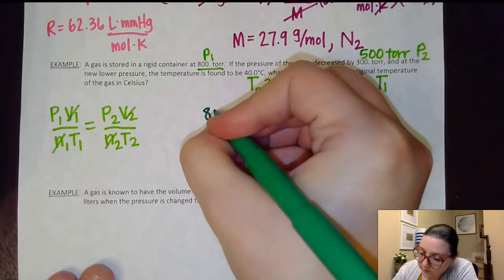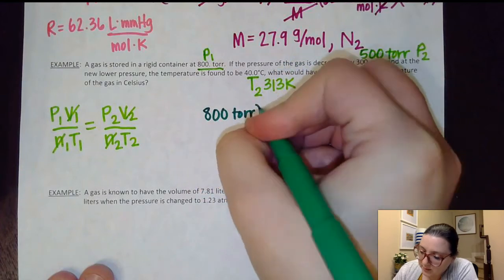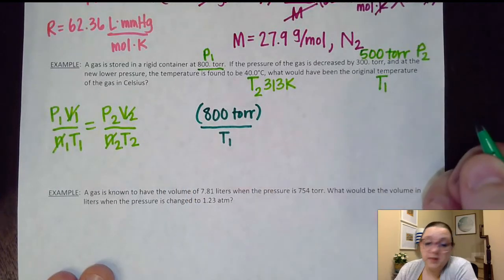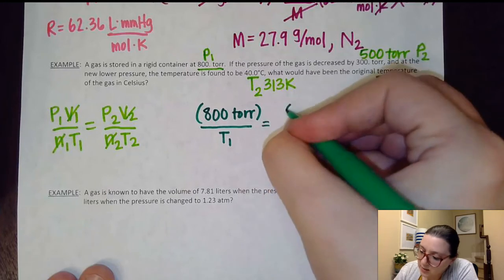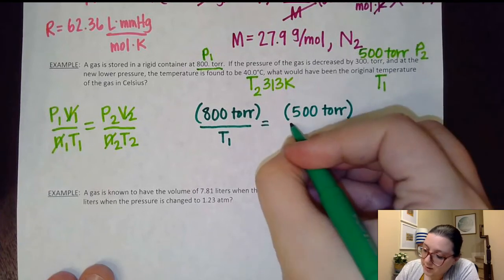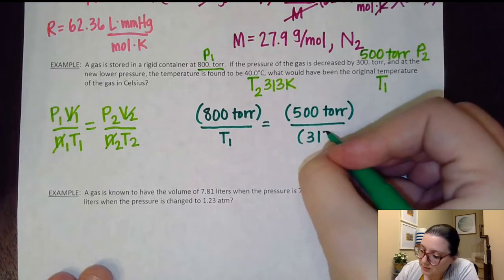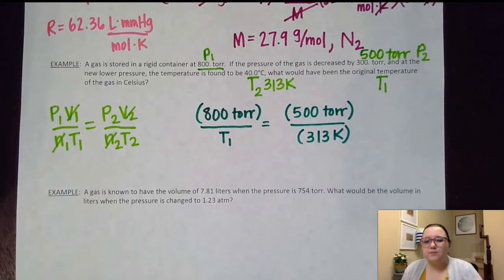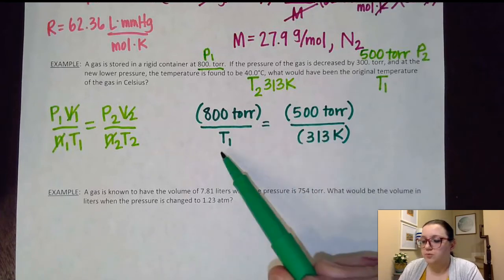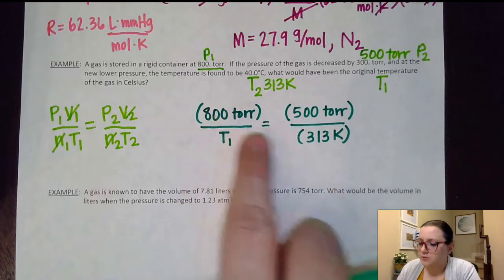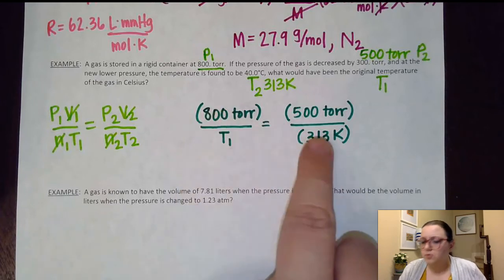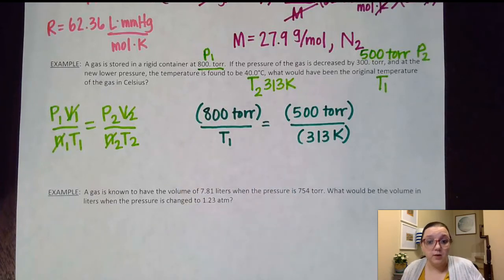So my 800 torr as my P1 over my T1, which is what I'm looking for. If it made you feel better, you could always put X there to solve. I'm going to have that equal my P2, my 500 torr, over my T2 of 313 Kelvin. Now, on these, I typically use cross multiplying. I know that these two multiplied will equal these two multiplied. And so when I do that, I would have 800 times 313 equals 500 times T1. And then I would divide by 500 to get T1 by itself.